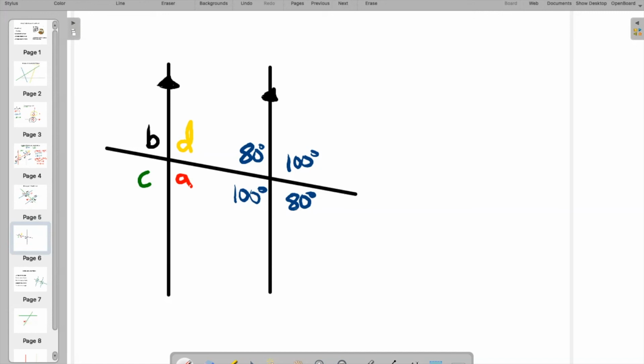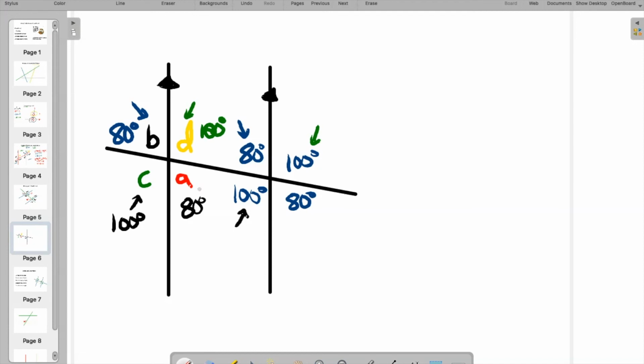Meaning, if we look at the corresponding angles, so this angle corresponds with this one, meaning that B has to be equal to 80 degrees. This angle corresponds with D, so it has to be 100 degrees. The angle in the bottom left corresponds with C, and it also adds to 100 degrees. And finally, A has to be equal to 80 for many, many different reasons.